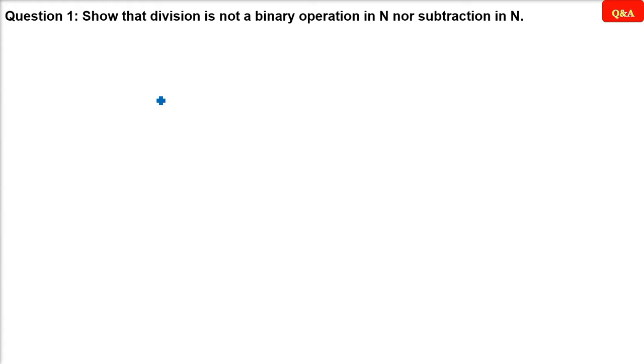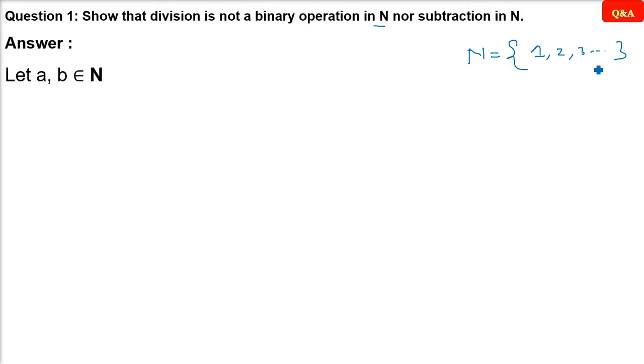Show that division is not a binary operation in N, nor is subtraction. N is the set of natural numbers. Natural numbers are the counting numbers, so we have to show that neither is a binary operation in N. The set doesn't start with 0. It always starts with 1, then 2, 3, and goes up to infinity.